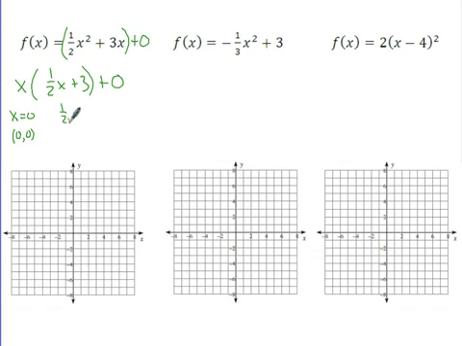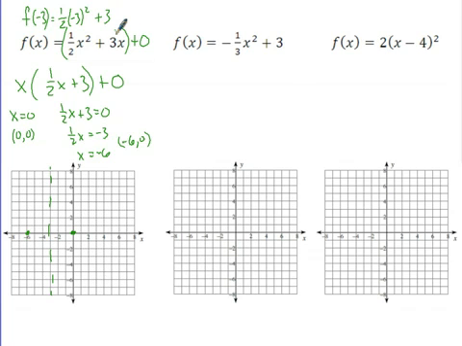We have to take what's in parentheses here and set it equal to 0, and then solve this. We'll get 1/2 x is equal to negative 3, so x is equal to negative 6. And now I know that negative 6, 0 is also a point on my graph. Right? If negative 6 and 0 are my x-intercepts, I know that my axis of symmetry is at x equals negative 3. What we're going to do is take negative 3 and plug it into our function and evaluate it, and that'll give me the height of our vertex.